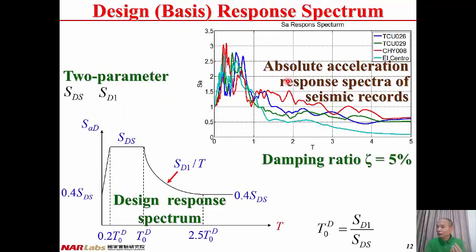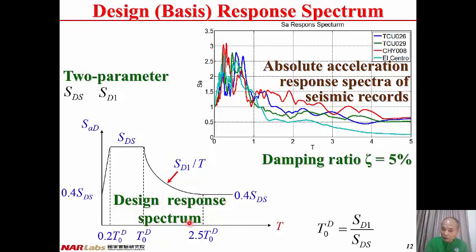And here is the absolute acceleration response spectra of seismic records. There are totally 1, 2, 3, 4 records here. It seems that they are so irregular. But anyway, you can observe some patterns here. When the structural period is very small, it is linearly increasing. When the period is very, very large, it is decreasing with the structural period.